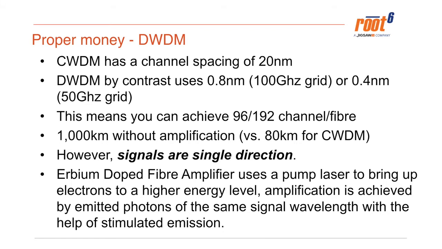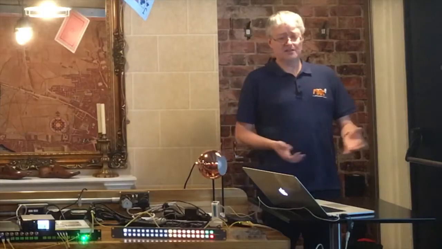However, the signals are single direction. So if you've got one fiber, you can only send things up it. You can't send and receive on a single fiber. This is a limitation of this technology called erbium doped fiber amplification. If you think about how a fiber amplifier has to work, having to convert 96 or 192 signals all back to an electrical signal, regenerate them, tidy up all the rising and falling edges of that signal, and then return it back into fiber would be just prohibitively expensive. You'd need racks of equipment.